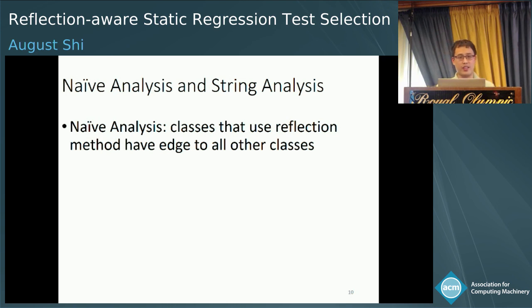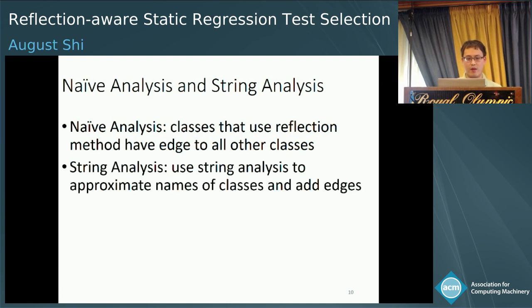I'm lumping these two together, and in a bit you'll see why. So naive analysis is very straightforward. The idea is that we're going to really over-approximate the use of reflection by basically saying that any class that uses one of those reflection methods can reach into any other class. So this is, as you might expect, very imprecise. It's a very big over-approximation.